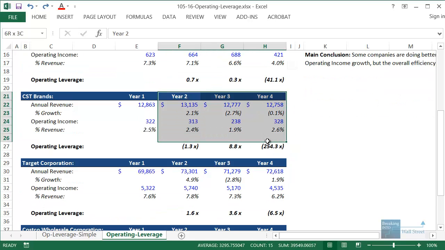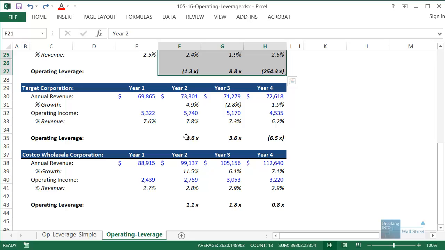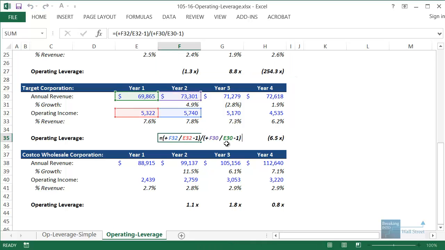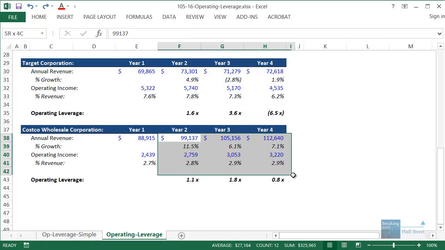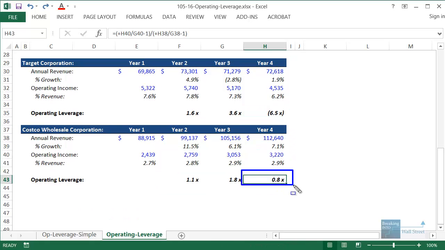And then for the others, the numbers aren't great. But I just wanted to show you this as an example of what it looks like and how you can visualize that translation from top line revenue into operating income, which is what operating leverage is all about. We can see that even for Costco here at the end, their operating leverage also falls pretty significantly by year 4.